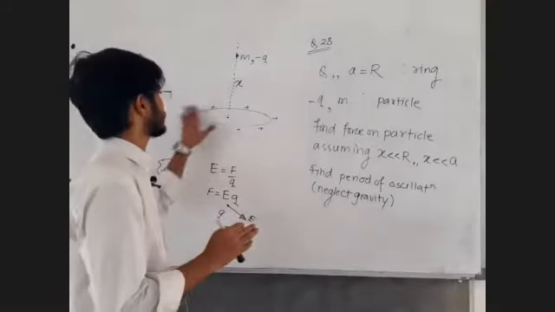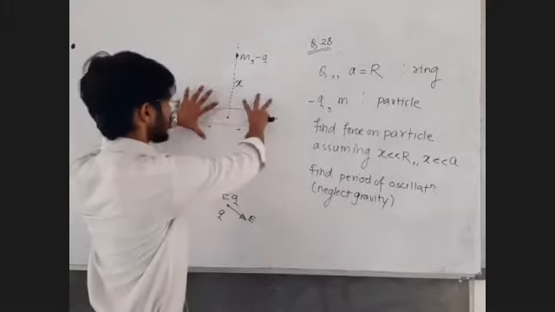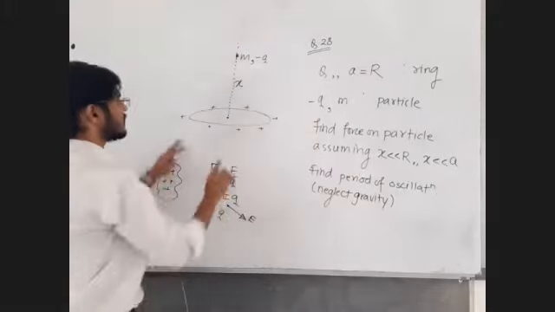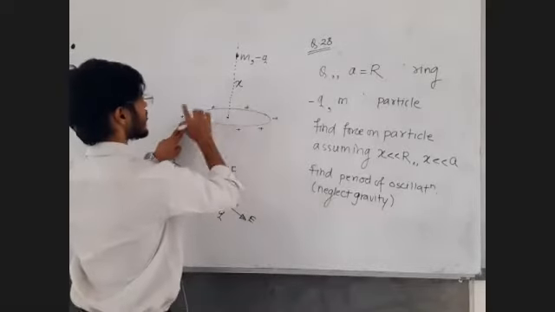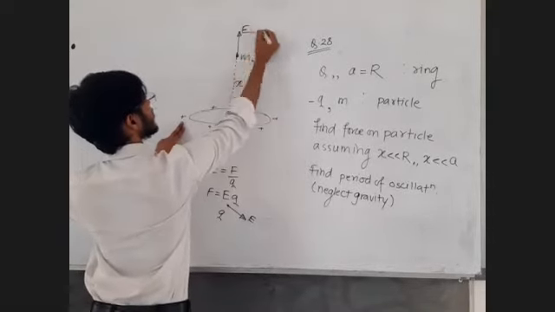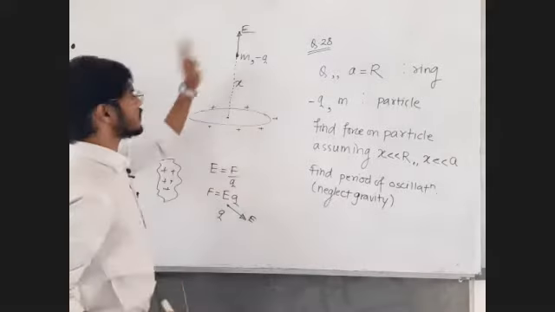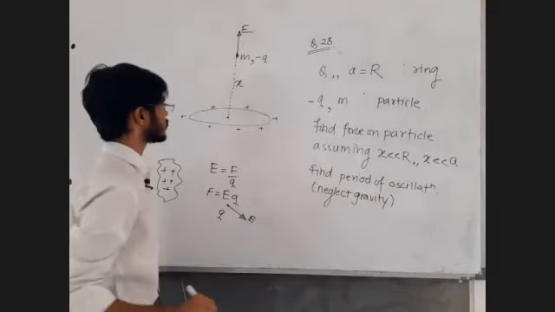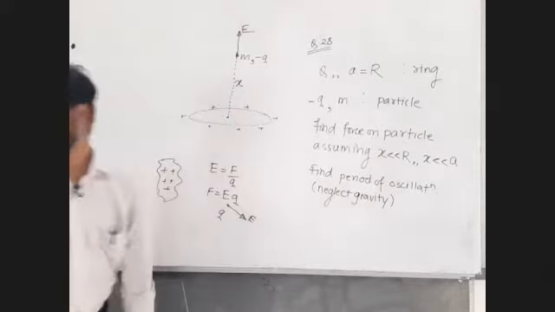Right now our system is not a point charge. We want to find the electric field at this point. The formula we already know: what is the electric field at a point on the axis of the ring? That we already know.